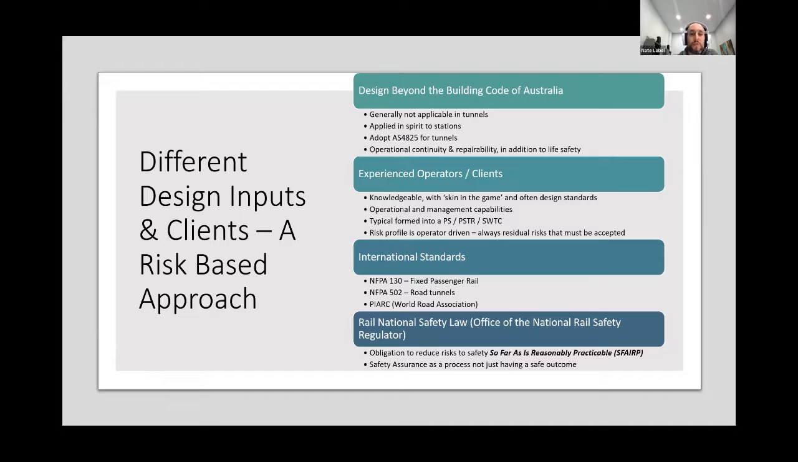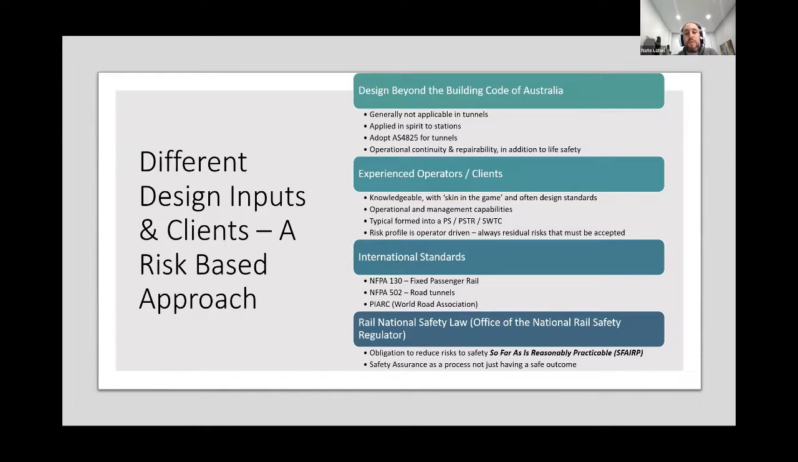Similarly, the building code of Australia isn't really applicable to tunnels. It is applied in spirit to stations, but it's still not greatly useful in stations either. Australia does have a performance-based standard for tunnels, but it is very much high-level guidance rather than how to design a tunnel. Key as well is that infrastructure is very much a risk-based approach.